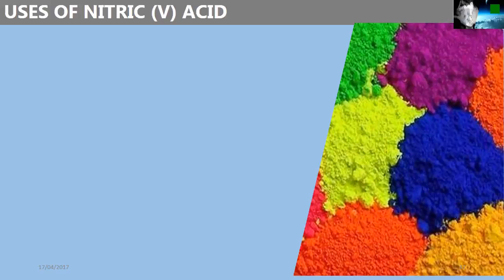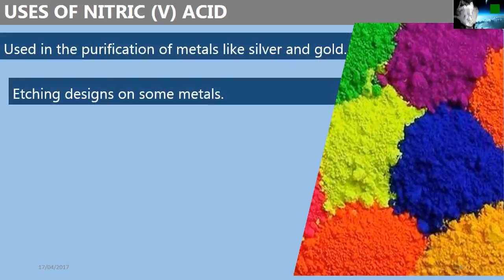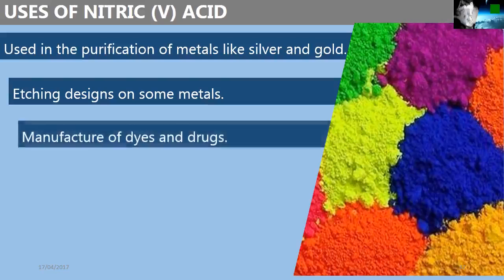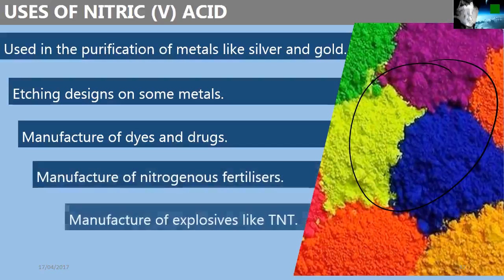The uses of nitric 5 acid. Nitric 5 acid is used in the purification of metals such as silver and gold. It is used for etching designs on some metals. It is used in the manufacture of dyes and drugs. Some of the dyes you can see here. Another use of nitric 5 acid is in the manufacture of nitrogenous fertilizers, in the manufacture of explosives such as TNT, even though TNT was banned.